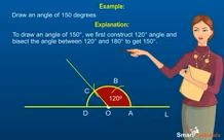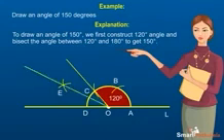Step 7. With C as center and radius that is more than half CD, draw an arc in interior of angle DOC. Step 8. With D as center and same radius, draw an arc in interior of angle DOC that cuts the previous arc at E. Step 9. Join OE. Angle AOE is the required angle.